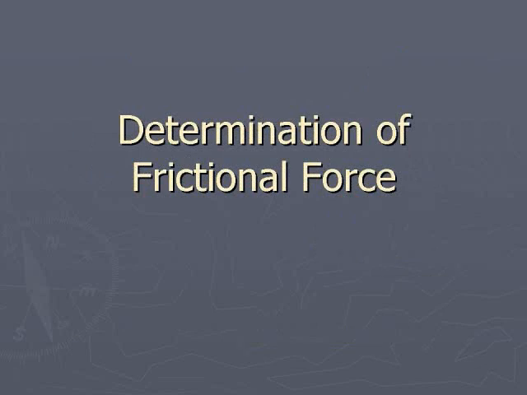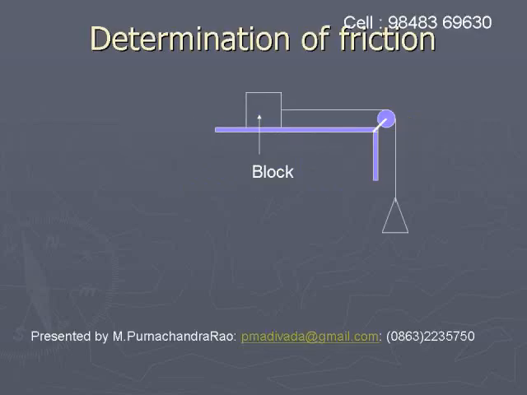Determination of frictional force. In the figure, take the rectangle as a wooden block placed over a horizontal table. At the right corner you notice a circle that represents a pulley. A string tied to the block passes over the pulley. Let us suppose the pulley is very smooth.